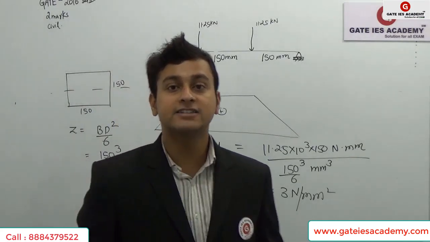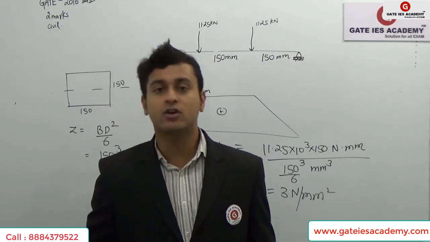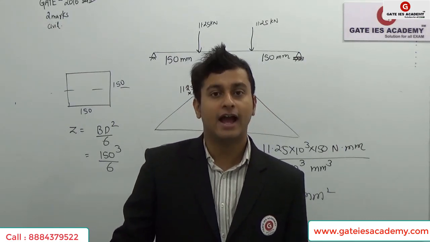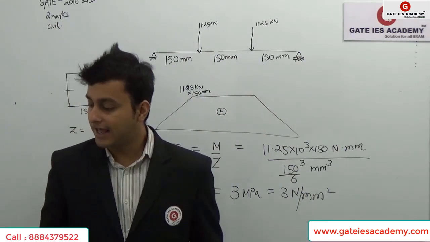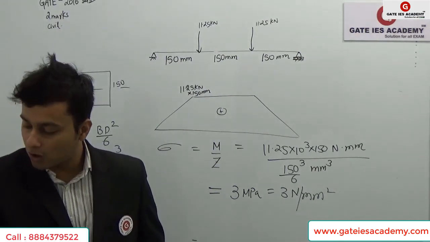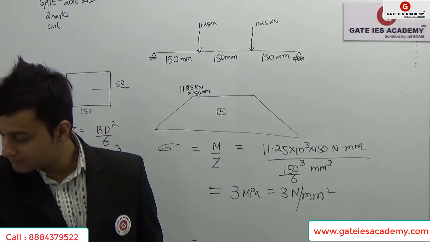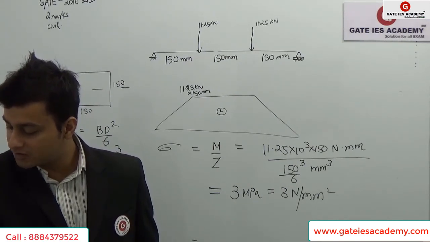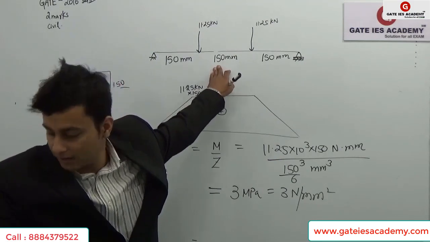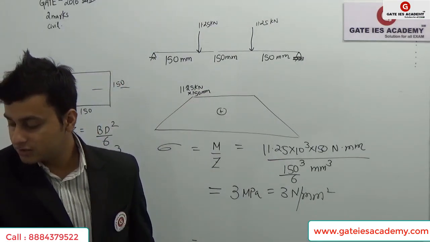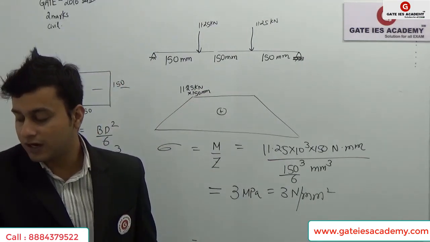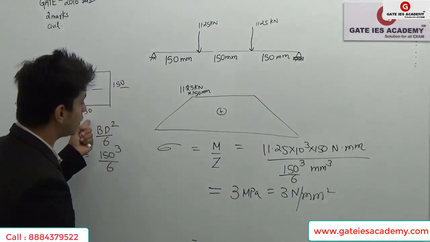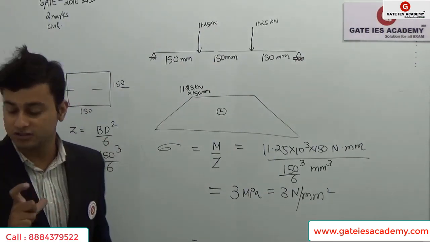Okay students, now let's look at the next question that has been asked in GATE 2016 set 2. The question is very simple, and what it is saying is that a 450 mm long plain concrete prism is subjected to concentrated vertical loads as shown in the figure. This is the figure which has been given. The cross section of the prism is given as 150 mm cross 150 mm, that is a square cross section.